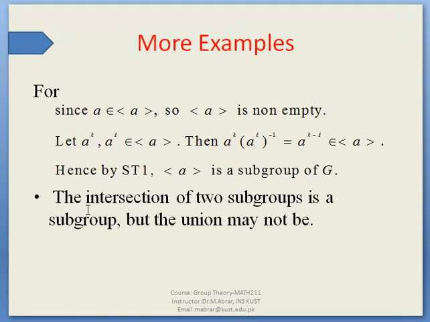And another important thing: the intersection of two subgroups is a subgroup, but the union may or may not be. So I leave it as an exercise for you to give an example showing that the union of two subgroups may not be a subgroup.